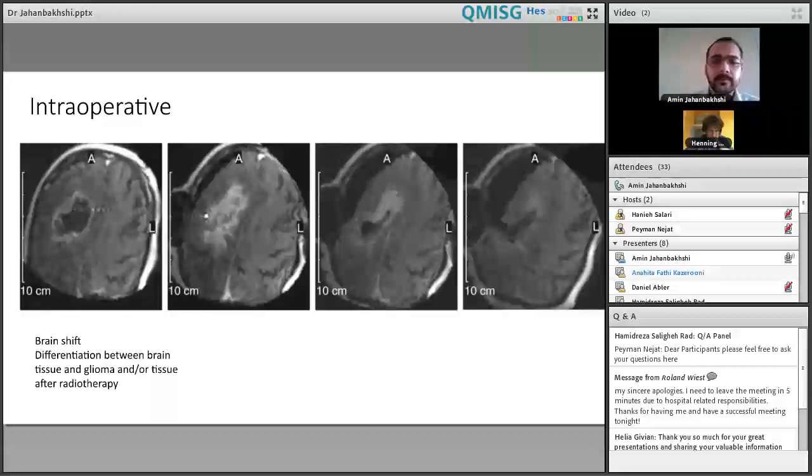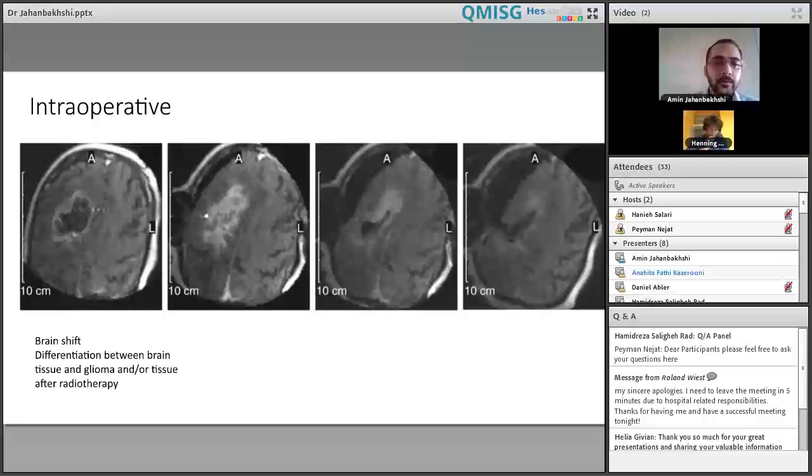When I wanted to classify the problems we are usually confronted with, I classified them as preoperative, intraoperative, and postoperative challenges. On intraoperative challenges, you can see the brain shift that may ruin our imagination about the location of the tumor and the extension of the tumor.